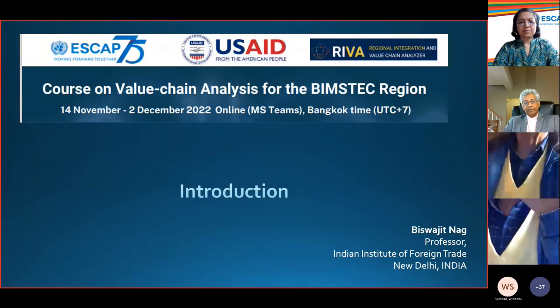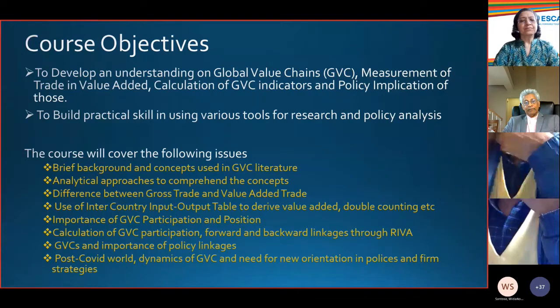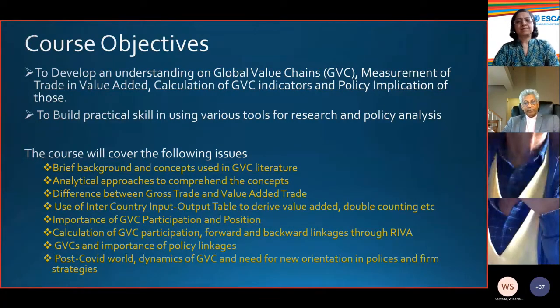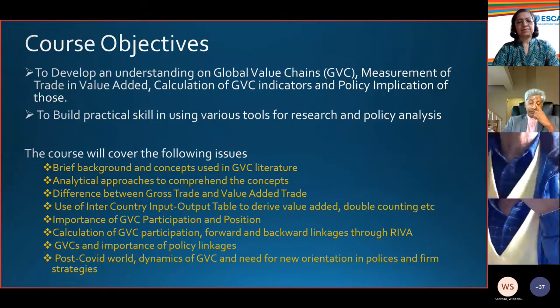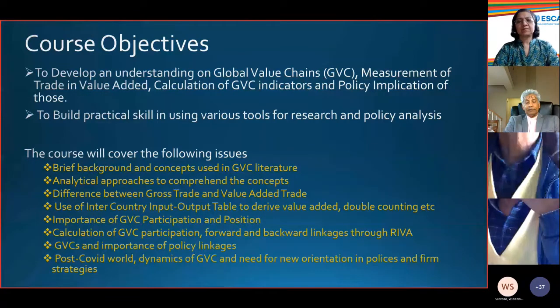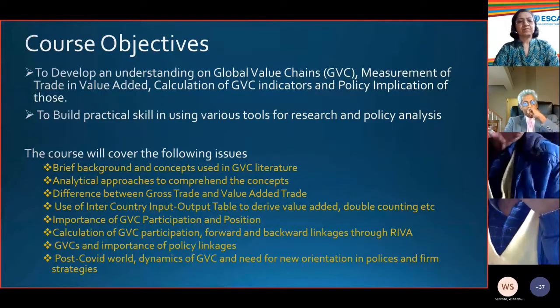So this particular course is trying to highlight not only the technical aspects of global value chain, but also provides a lot of incentives for the policymakers on how actually you can make the trade policy more friendly towards the global chain. So at the outset, the objective of the course is basically looking into the major aspects of trade in value-added. I'll just mention different approaches. We will highlight that. Then we'll focus on calculation of some of the GVC indicators and the policy implications. So it's basically an attempt to build up practical skills using various tools and also brief participants about the ongoing researches in this particular area.